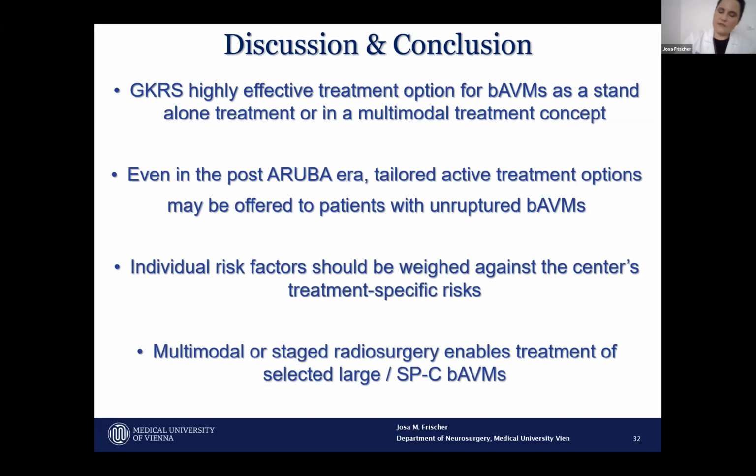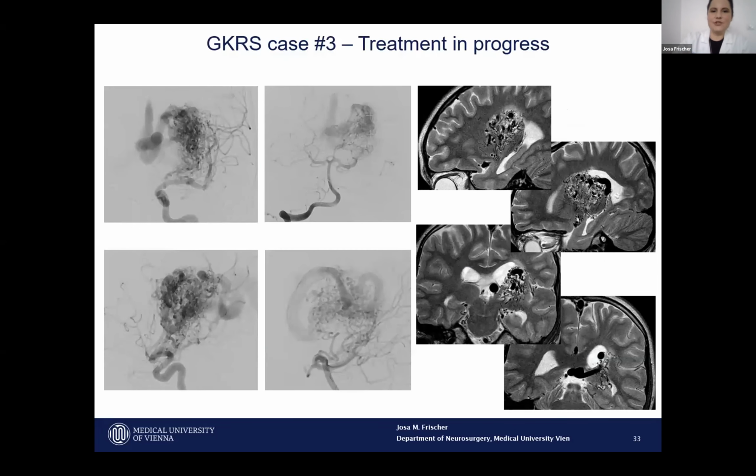And there, I didn't have time to talk about that too much, but multimodal or staged treatment, and I talk about volume-staged radiosurgery, even enables the treatment of selected large or high-grade brain AVMs. And I would also like to share with you a case that is a treatment in progress that might also be open for discussion. I'm very interested in what the other colleagues or the audience are going to say about that case. That's the case that I've just started to treat.